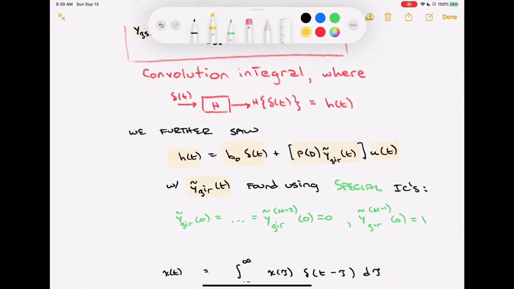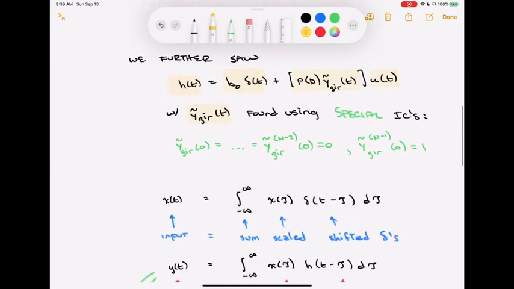We didn't derive these. They are derived in the book, but they're easy to remember. Basically, all the standard initial conditions that we need, y tilde at zero all the way up through the n minus 2th derivative of y tilde ZIR at zero, are equal to zero. It's just the highest order derivative initial condition, the n minus 1th derivative of y tilde ZIR at zero, that is equal to 1. So if you use those special initial conditions, you can find y tilde ZIR, plug that into this expression for h of t, and get h of t.